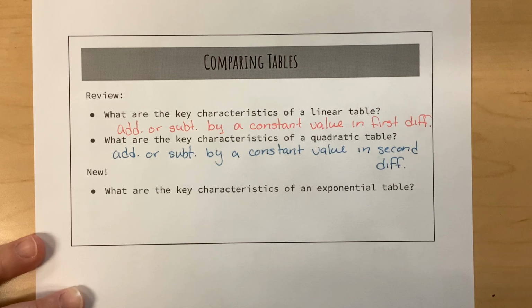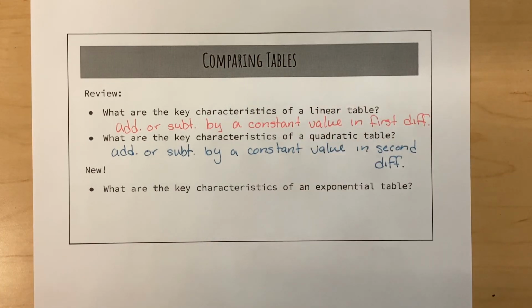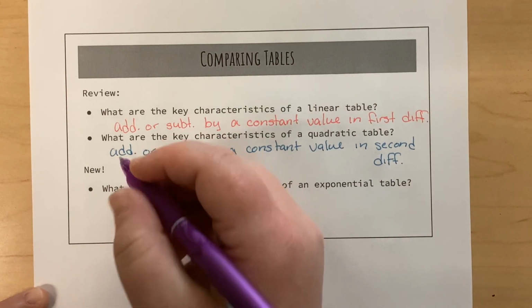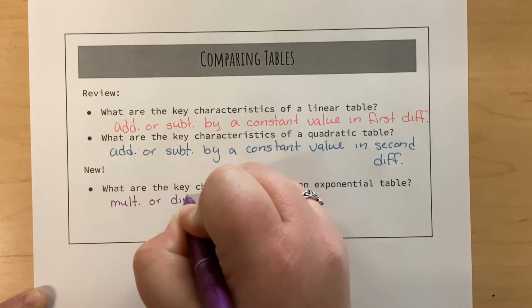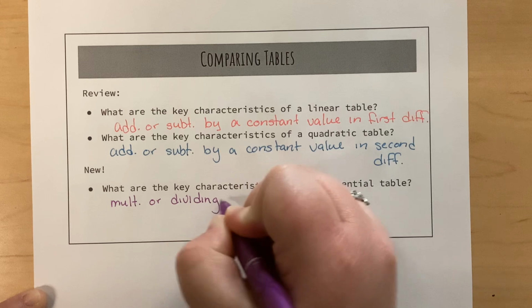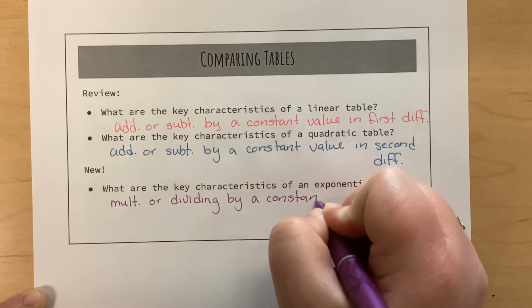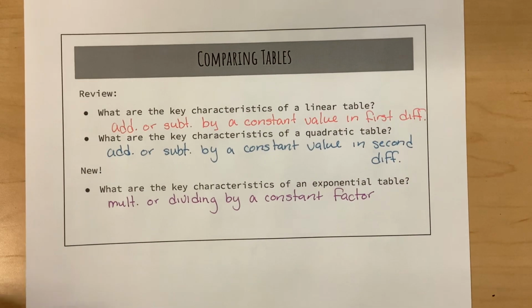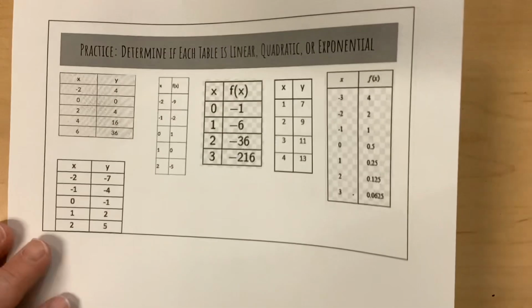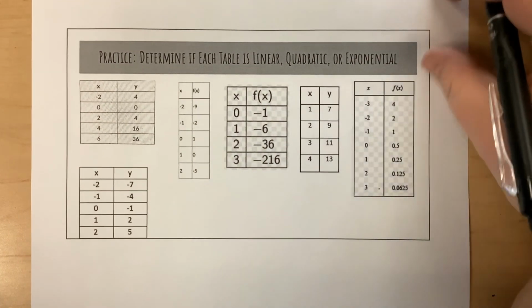Now the good news is exponential is very easy to tell the difference between these two because it's no longer adding or subtracting. It's actually multiplying or dividing by a constant factor. So let's take a look at how that looks. So for each table here, we're going to decide whether it is linear, quadratic, or exponential.